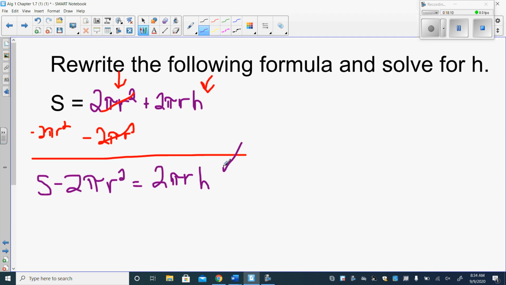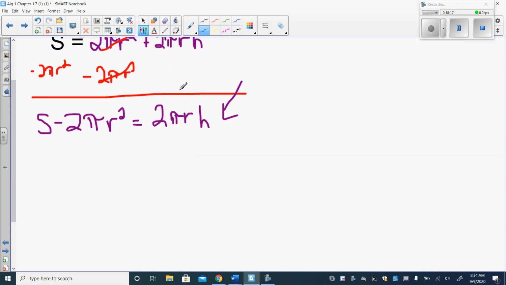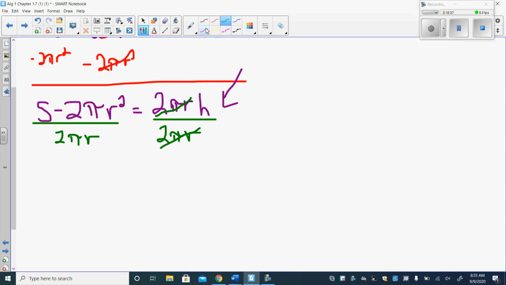So we did get a term on the right hand side that does have h. There's nothing else being added or subtracted to it, but we do have a few things being multiplied by it. We have 2 pi r times h. So since we're trying to get h by itself, I can divide by 2 pi r because 2 pi r and 2 pi r will cancel. And since I divided one side, we'll have to do it to the other. Because we do have h by itself.